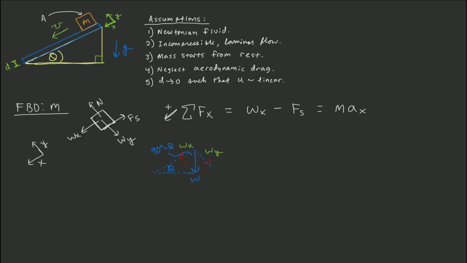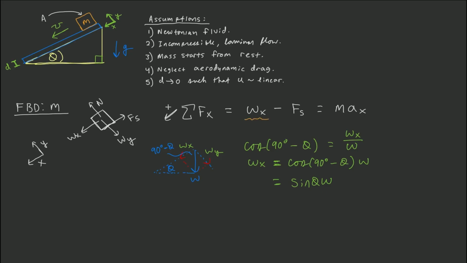So what we can say then is cosine of 90 degrees minus theta is equal to Wx over W, or Wx is equal to cosine of 90 degrees minus theta times W. And if you remember your trig identities, you'll remember that the cosine of 90 degrees minus theta is just the sine of theta. So now we have Wx is equal to sine theta times W. Okay, so that's our first force that we needed to look at, this one right here.